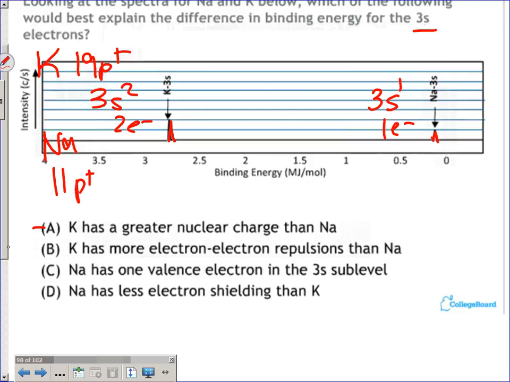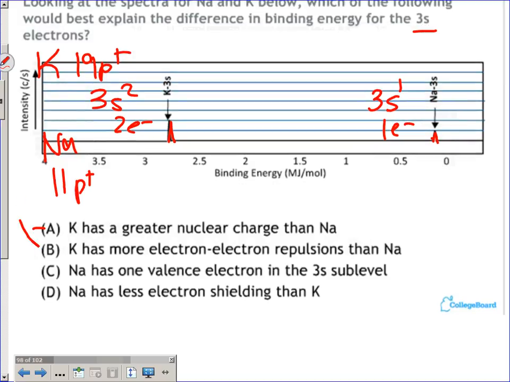Or Kurt can help you. Pass? Okay, Kurt. Because that would make A have a lower sodium. Right, so B contradicts the data. So you always have to reference the data. Sure, maybe potassium does have more electron-electron repulsion in the 3s because it's got 2 electrons versus sodium with 1. But the data doesn't say that, because with electron-electron repulsion, your 3s binding energy would be much lower because it would be an unstable arrangement. So it has to agree with the data. Thank you.